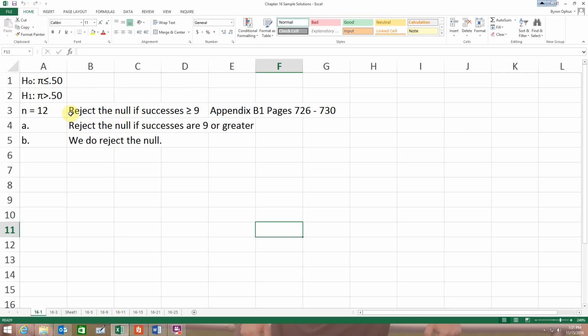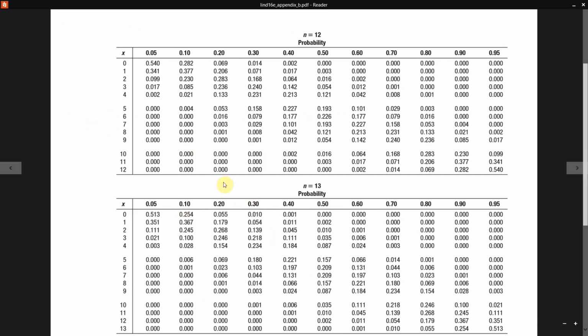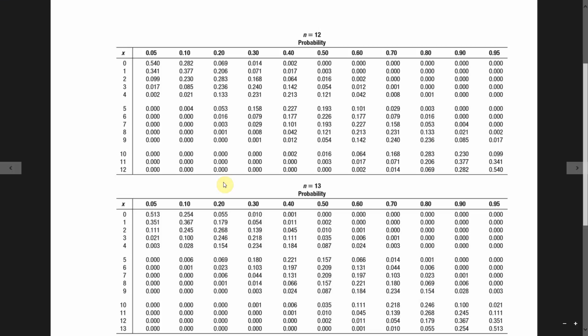Okay, and we have to state our decision rule, and you can see I've got reject the null if our successes are greater than or equal to 9. Well, how do I find that? I give you the pages in the appendix, 726 through 730, something like that. You come back here and it'll look like this, and the first thing you have to find, probably on 728 or so, is the n, your sample size. So our n is equal to 12.